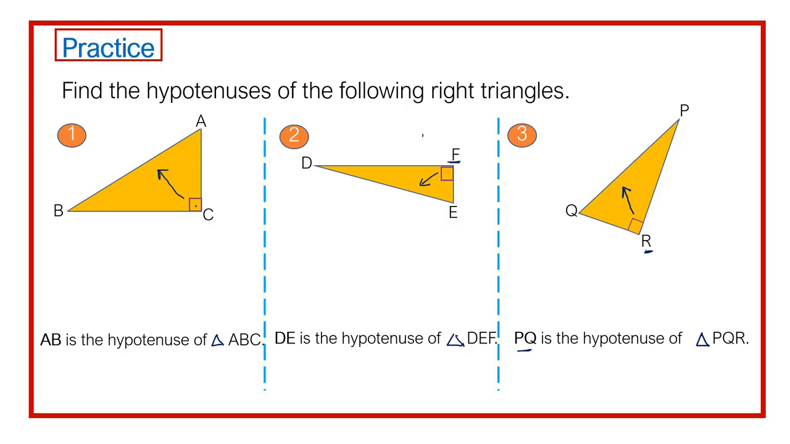Okay, I hope this is clearly understood. The hypotenuse is the longest side of the right triangle, and to know the longest side, you need to know the biggest angle. The biggest angle in the right triangle is 90 degrees. So the side that is opposite 90 degrees is the hypotenuse.